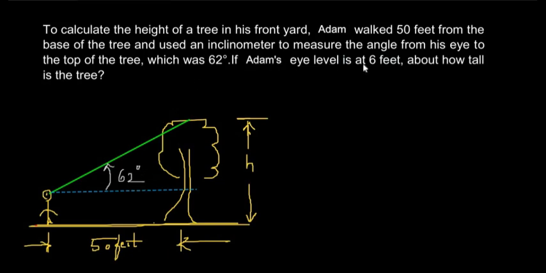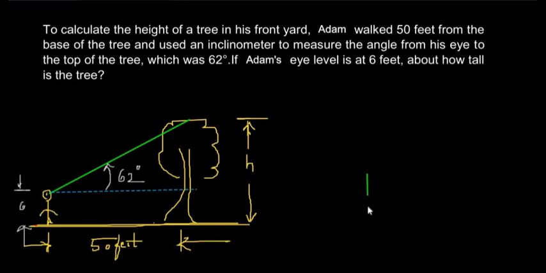If Adam's eye level is at 6 feet, that means you can think of it as Adam's height. So Adam's height is 6 feet. About how tall is the tree? So they want us to find out the height of the tree. Now this diagram, which is the general diagram, needs to be changed into a proper right angled triangle, as you know. So let me start drawing the given details.